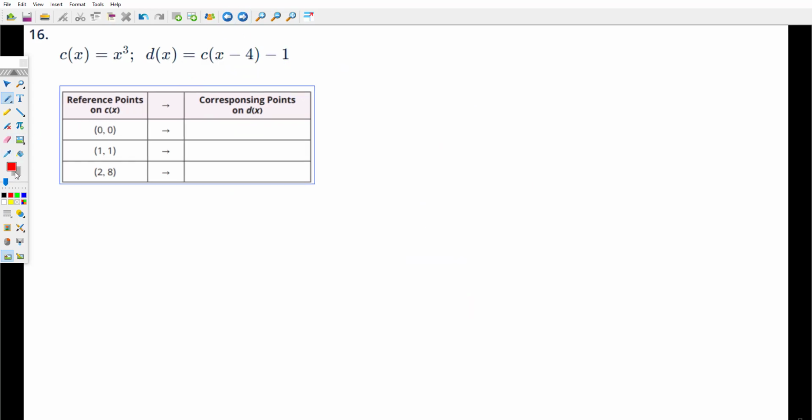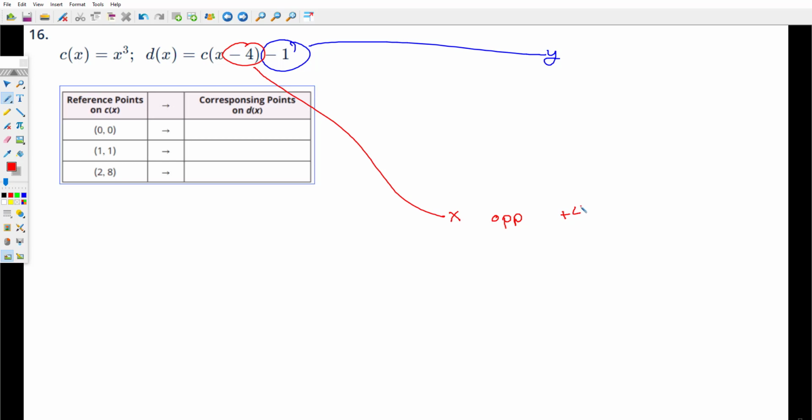On this next one, we actually have things on both the inside and outside. So outside changes y, inside changes x, and it behaves the opposite. So that means I'm going to add 4. So my x plus 4, so 0 plus 4 is 4. 1 plus 4 is 5. 2 plus 4 is 6.